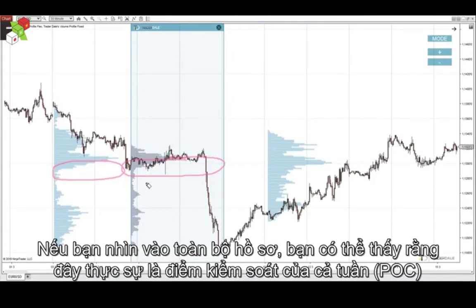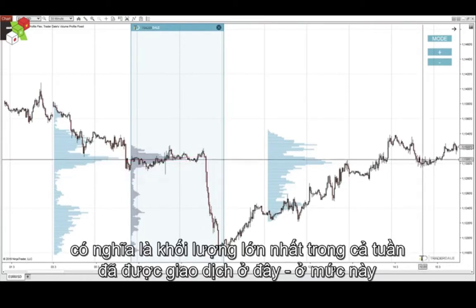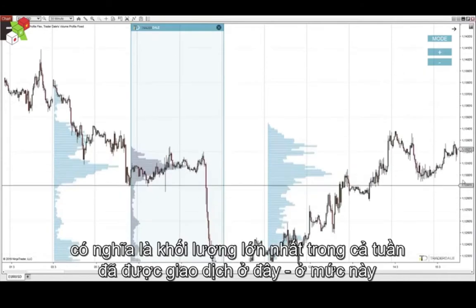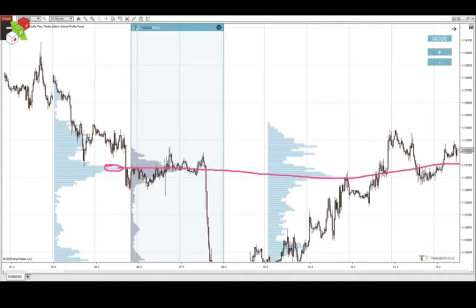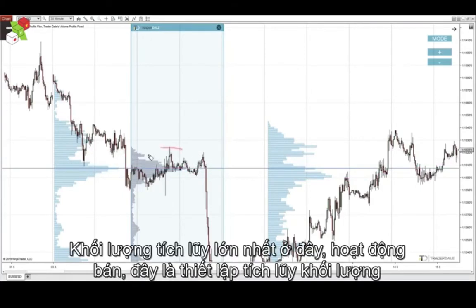If you look at the whole profile, you can see that this is actually the point of control of the whole week, meaning the heaviest volumes of the whole week got traded in here at this level. So heavy volumes accumulated in here, selling activity. This is the volume accumulation setup.